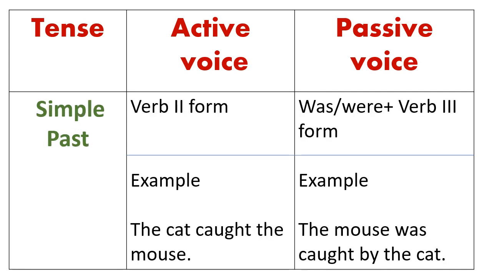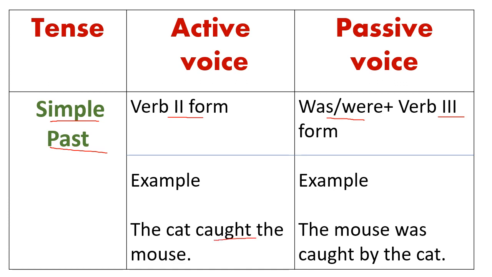Now we shall discuss rules for simple past. In simple past, generally in active voice we use V2, that is the verb second form. In passive voice, it will become was/were plus verb third form. Okay, you have to just add was/were. Verb third form is clear, that in passive voice we always use verb third form. See with the help of an example.